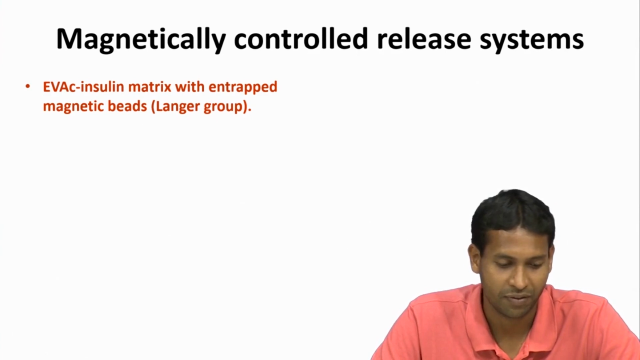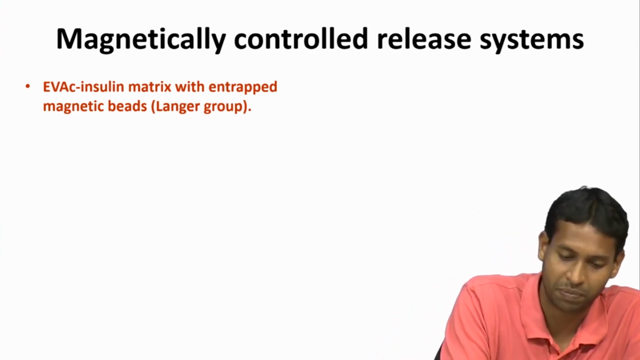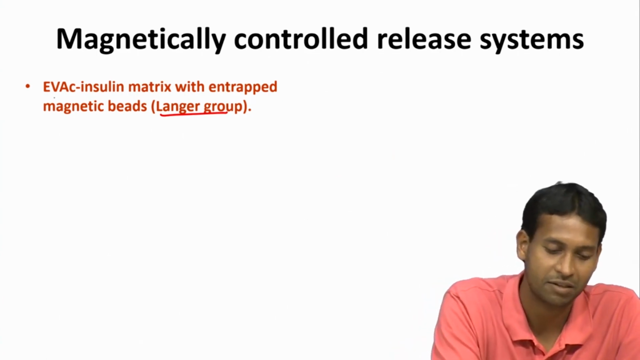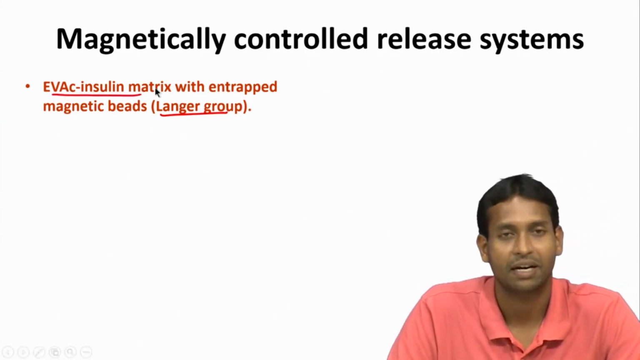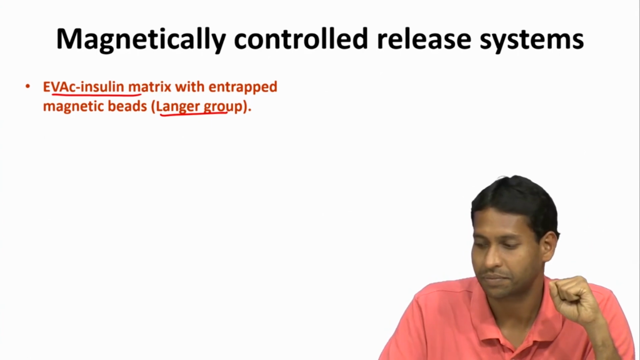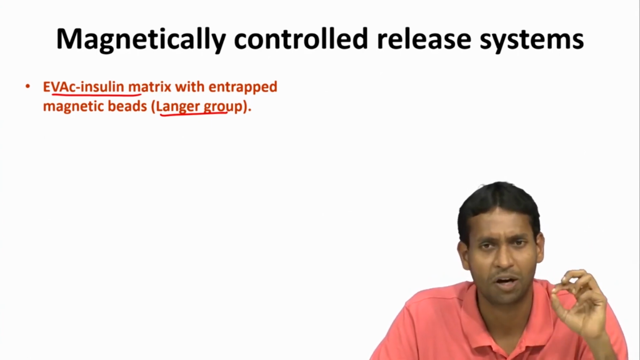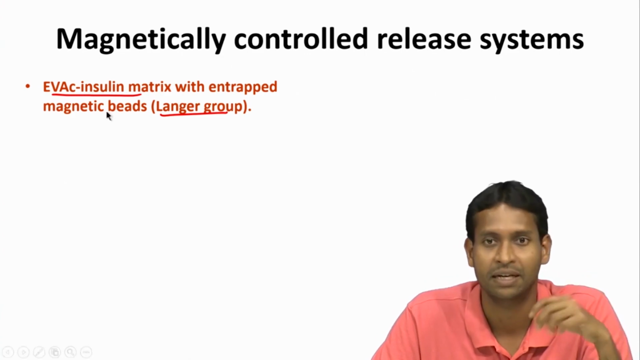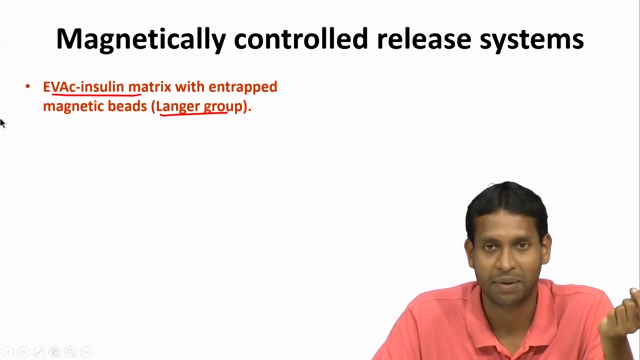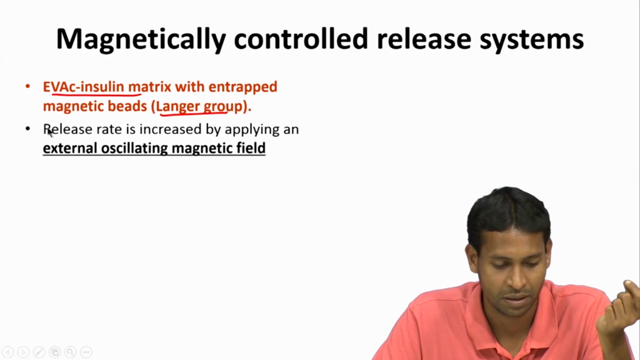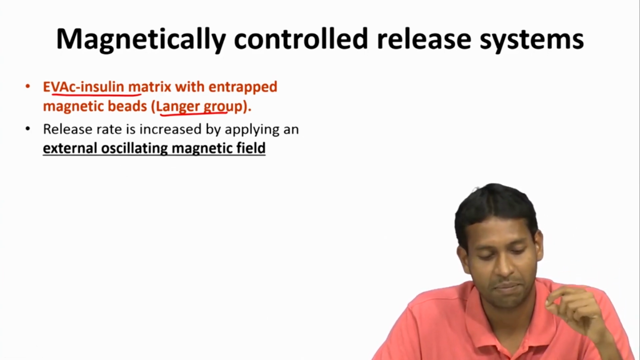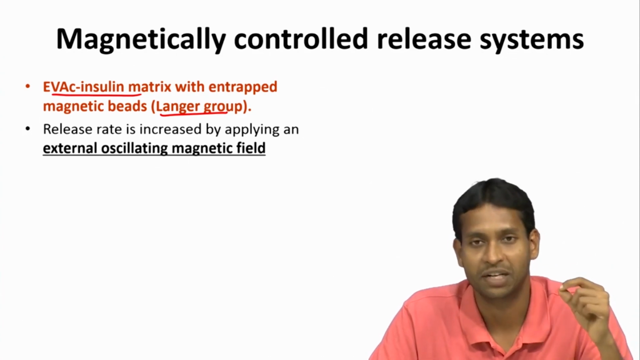So, one of the examples was developed by the group of Robert Langer in the US. This is an EVAC insulin matrix system that entrapped magnetic beads in it. So, what are magnetic beads? These are small particles that are magnetic in nature, maybe made of iron oxide and other similar magnetic material. What they showed is that the release rate is increased by applying an external oscillating magnetic field.